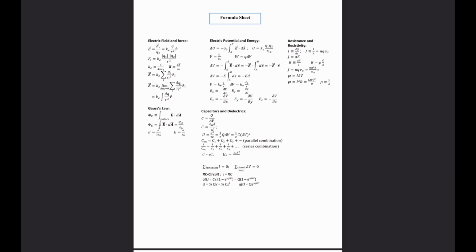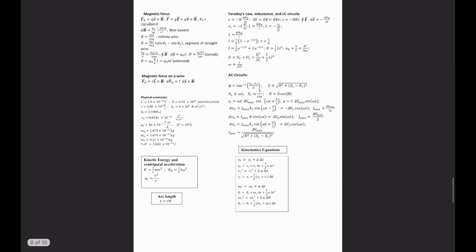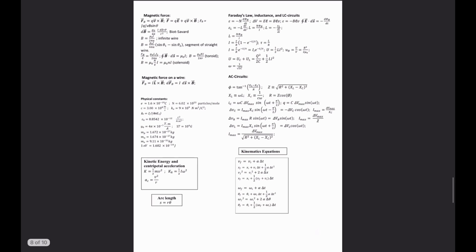In the last video, I went over this formula sheet for a standard university electromagnetism course. This is the first half of the semester, where you cover the electric field, electric potential, Ohm's law, capacitors, and some circuit stuff. In this video, we're going to look at this formula sheet here, which is the second half of a typical university electromagnetism course, the magnetism and AC circuit section.